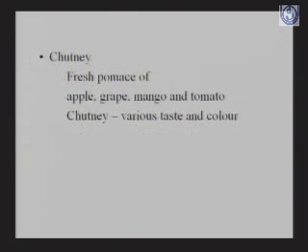Another product is chutney. It can be made from fresh pomace. After juice extraction, the pomace is there, which consists of the peel, core and other things that can be screened with a little addition of water. The fresh pomace of apple, grape, mango and tomato can be used for the preparation of chutney, and that's why you will find chutney of various tastes and colors because of the different types of fruits.